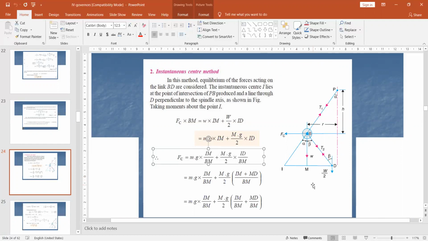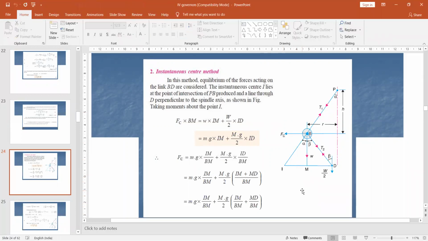Now all of you observe what forces are there in this method. FC is there, small w is the weight of the flyball, and capital W by 2 is the weight of the central load. Those are the forces, and tensions T1 and T2 are also there. Those are the forces involved in the instantaneous center method.